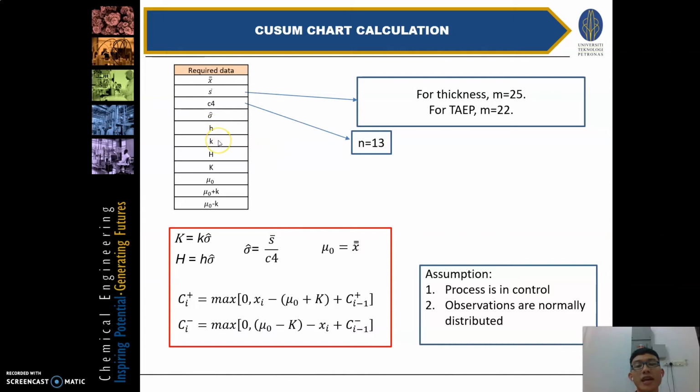The h and k are the given parameters in the project question, and the capital H and capital K can be calculated through the equation over here, and the mu naught is equal to our process mean, which is X double bar. Mu naught plus K and mu naught minus K are calculated prior to calculating the CI plus and CI minus, and at the end we use CI plus, CI minus and our H decision interval to plot our control chart.